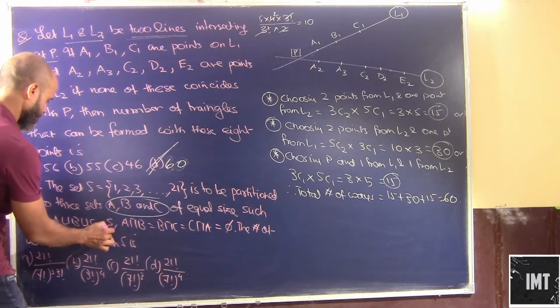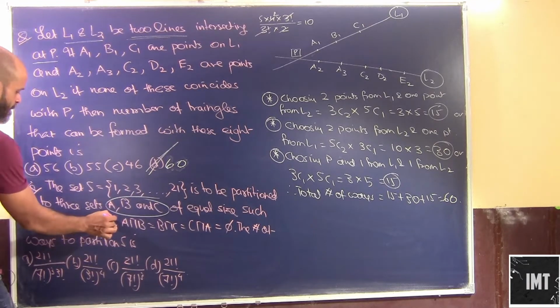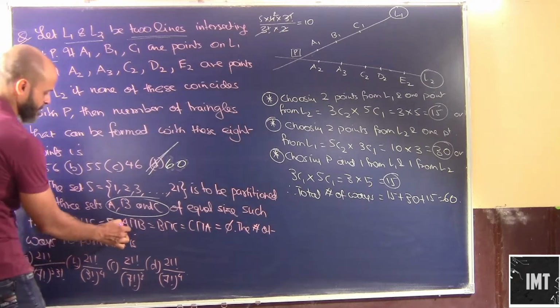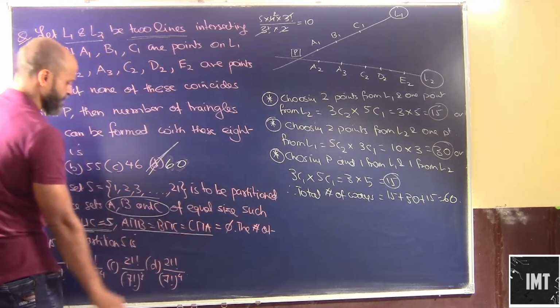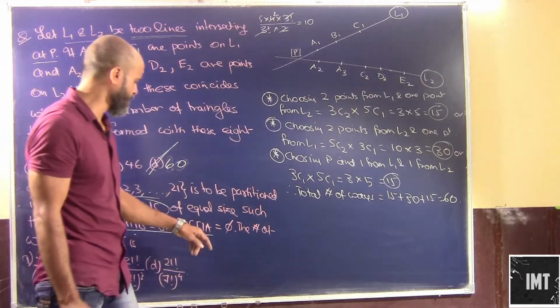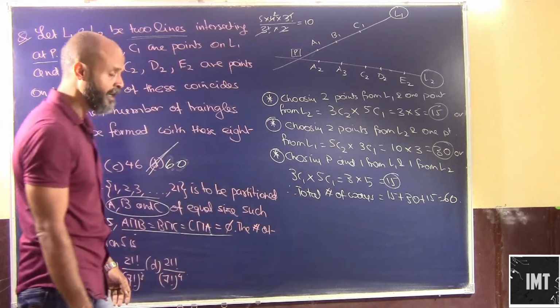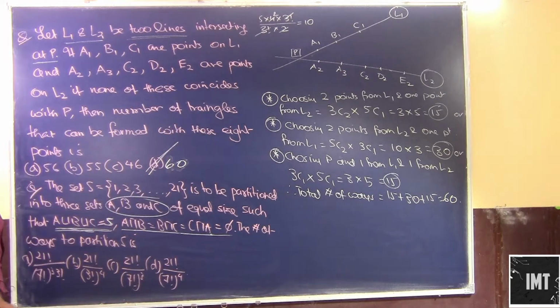that A union B union C is equal to S, which means that they are all subsets, and A intersection B is equal to B intersection C is equal to C intersection A. That's basically a null set. So how many ways can we partition S?